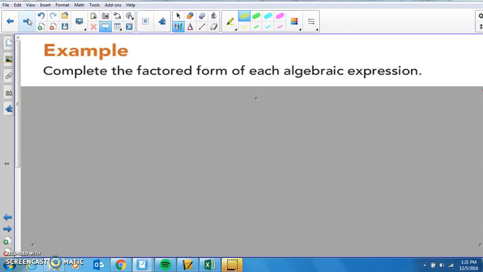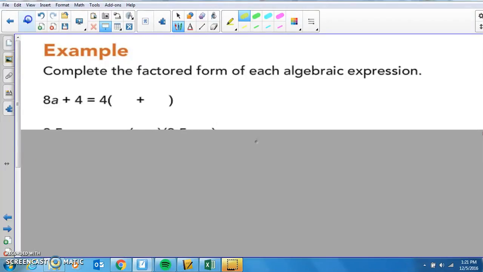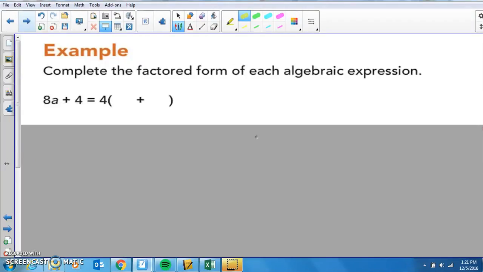It says, complete the factored form of each algebraic expression. All right, here's our first one. 8a plus 4. What we did is I took out the GCF for both the 8a and the 4. So my GCF is 4, so I put it on the outside here, which is noted right there.